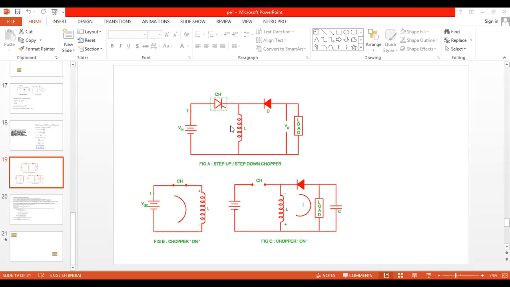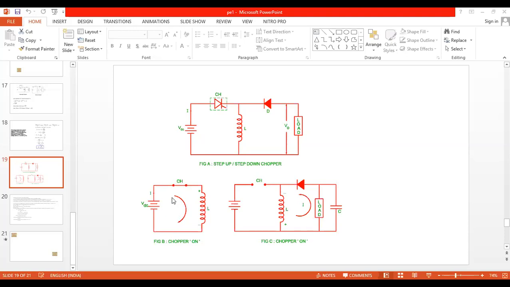Now what is case 1? When the supply is on, with chopper on, the direction of the current flows from V plus to CH, from CH to inductor, and from inductor to V minus, since current cannot flow through this diode. So this case 1 circuit is shown here. You can see the direction of the current.